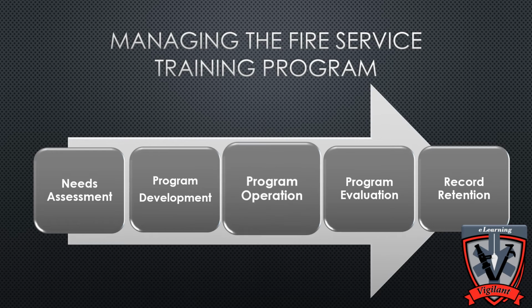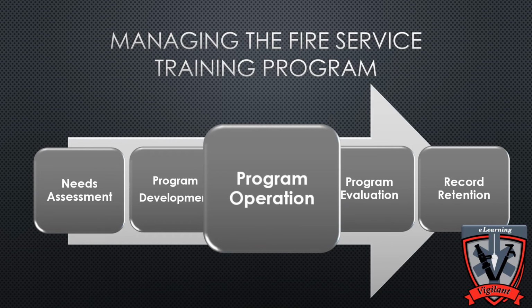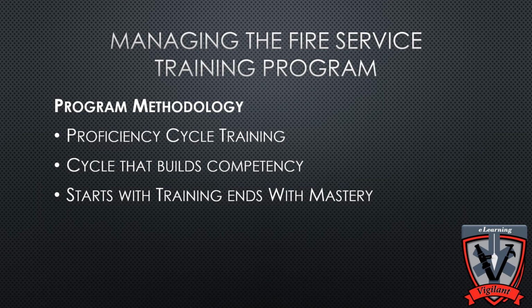So once we've developed our program, figured out what skills we're going to have to teach, we now got to develop a program to operate through some form of methodology, some way that we can get this across to our firefighters in a logical method or manner. Okay, so what we use at Vigilant, our program methodology is something we call proficiency cycle training. The cycle builds competency by doing one step at a time and repeating that process over time. Okay, and it'll always start with training, so some formal training session where we show you what that skill is and teach you about the skill, and it will end with mastery.